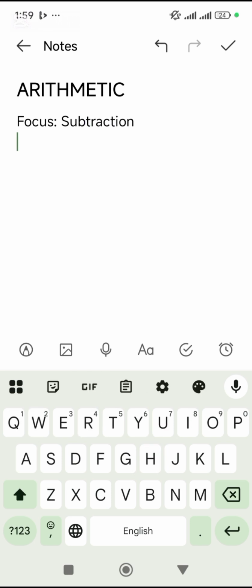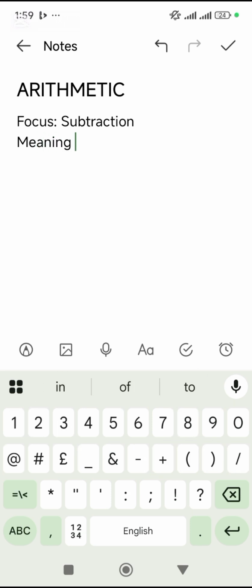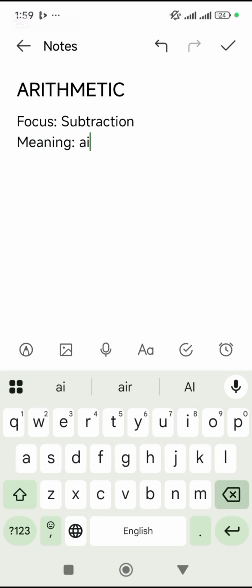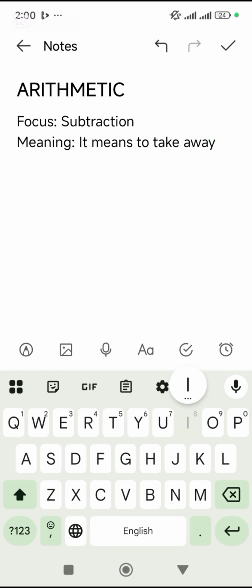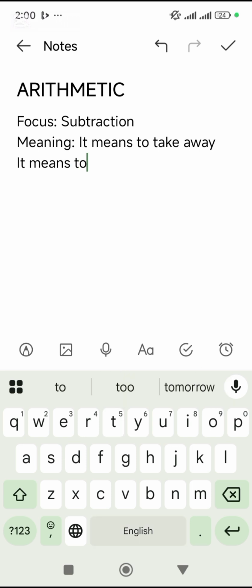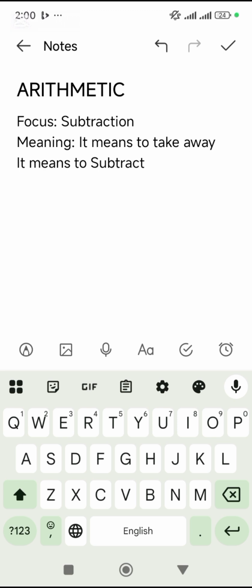And what does it mean to subtract? Subtraction means to take away. It means to subtract. A very important thing to note is that when we say take away, it means that you would have something present before you are able to take away from it, right? It equally means that you cannot have something lower and take away from it.